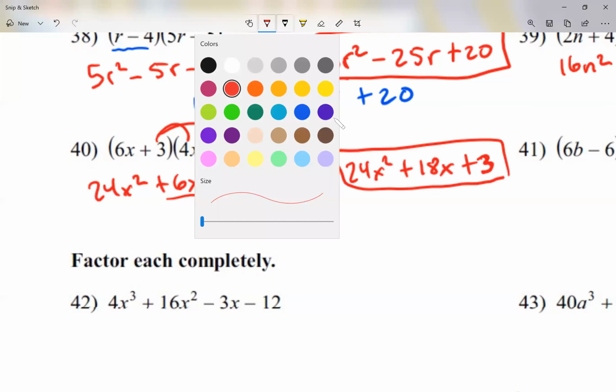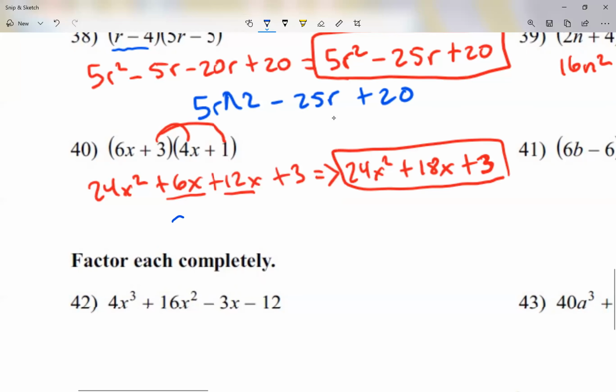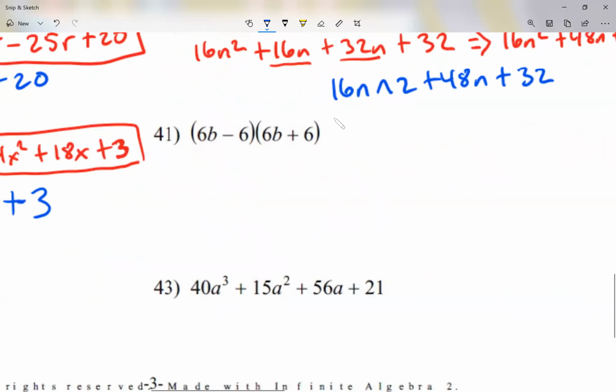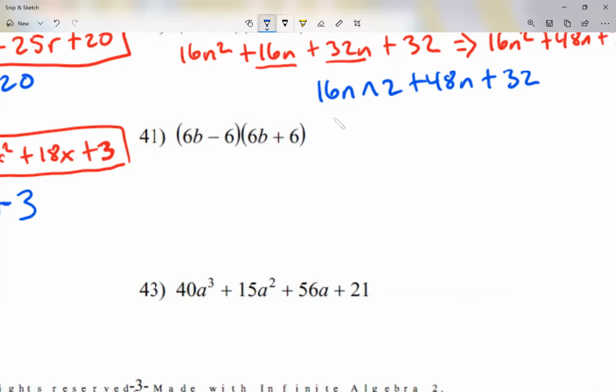Now, how we're going to type it, let me go in blue. 24x to the second plus 18x plus 3. Right, when you type this all together, no spaces. All right, cool. That's not bad. Let's take a look at number 41.